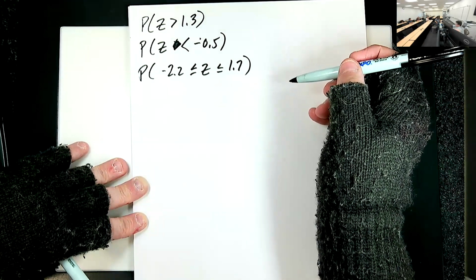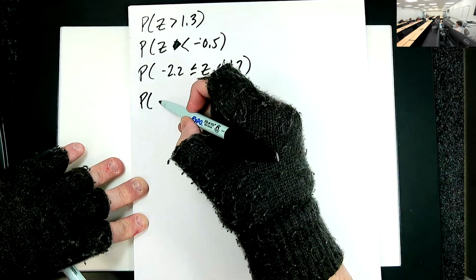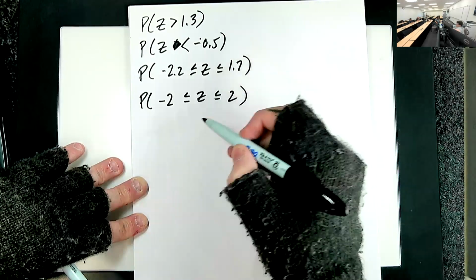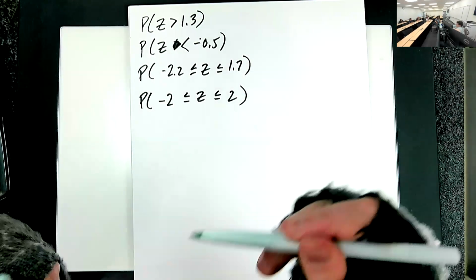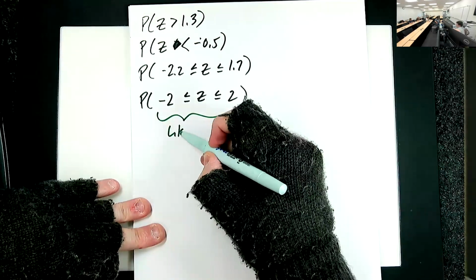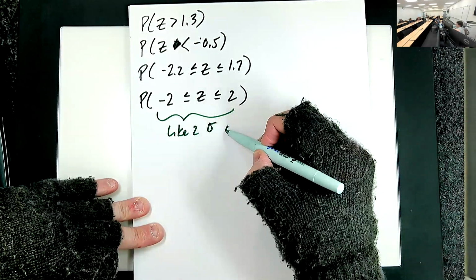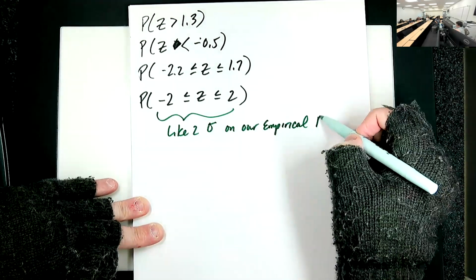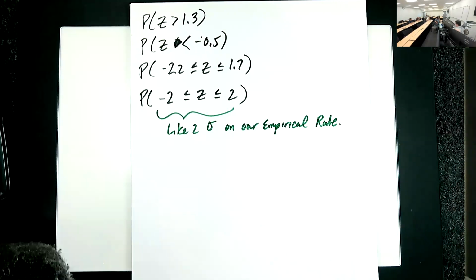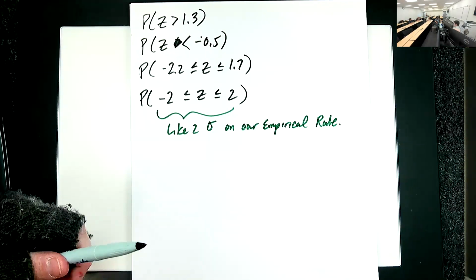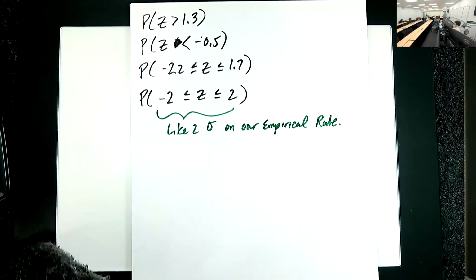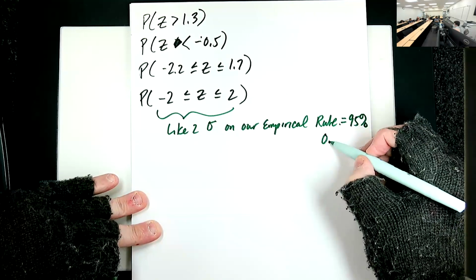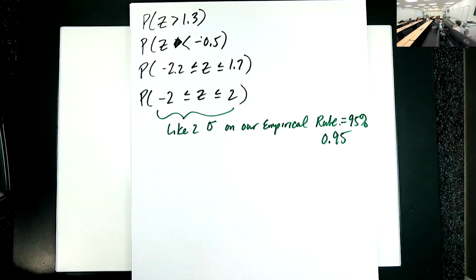Those are pretty much the three different setups we have. I'm going to show you the probability that -2 is less than or equal to Z, which is less than or equal to 2. This one right here is like doing 2 standard deviations on our empirical rule. But you're going to see that it's different. We don't get the same value as on the empirical rule, where this is 95%. We get something different here.